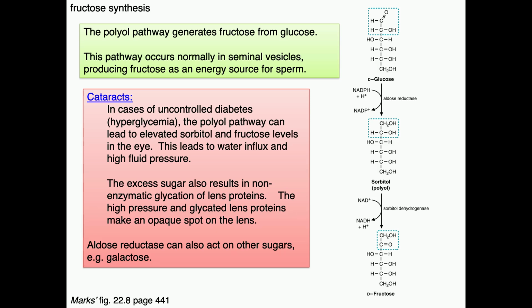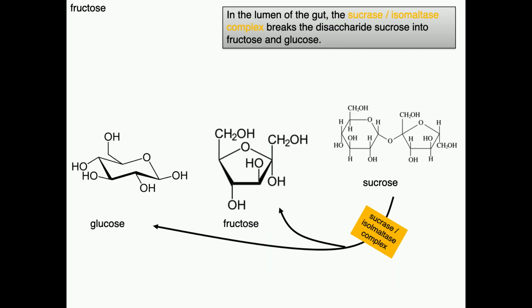Okay, so the de novo synthesis of fructose within our own body isn't how we get most of our fructose. Most of our fructose is going to be ingested in the form of sucrose. When we ingest sucrose, there is an enzyme that's attached to the gut epithelial cells, but has its enzymatic activity projected into the lumen of the gut. The sucrase-isomaltase complex, one of its activities is to break down isomaltose, which is a product of starch digestion. It has another enzymatic activity of breaking the disaccharide sucrose into fructose and glucose.